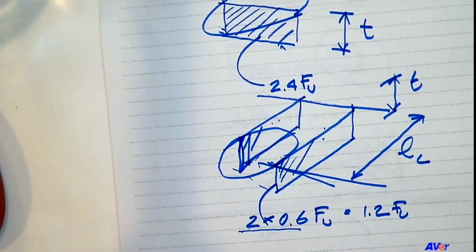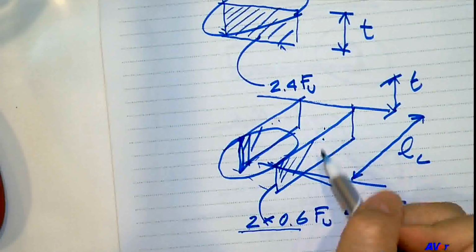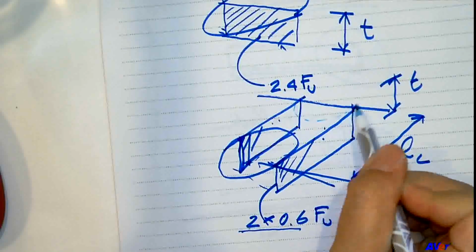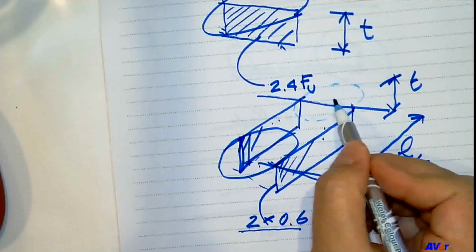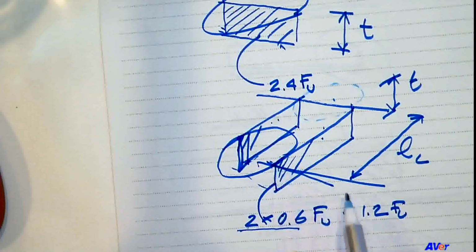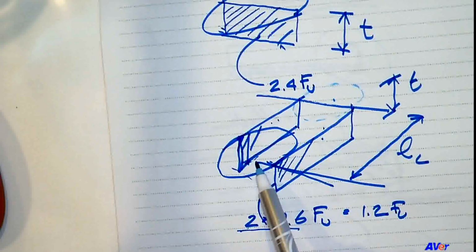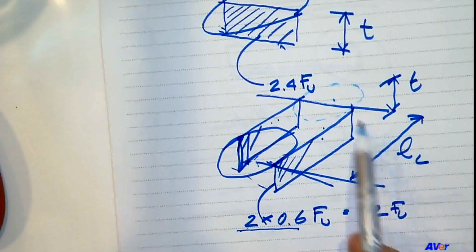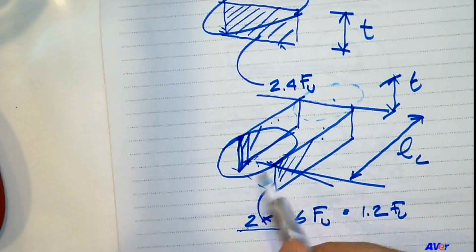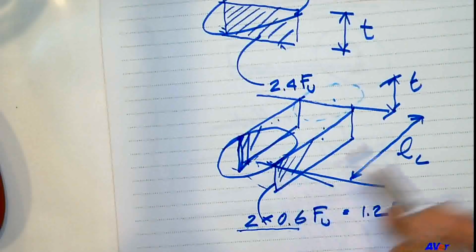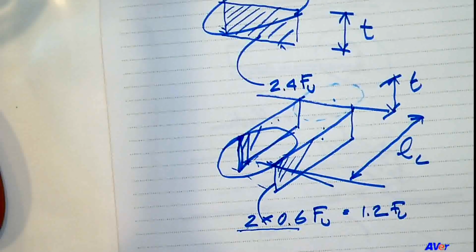Any question, ladies and gentlemen? This Lc may also be the length between each hole as well, you know. If you have a hole here, the Lc becomes the distance between the center line of one hole to another. And if this is the edge of your metal, it becomes the distance from the center line of the bolt to the edge of the metal.